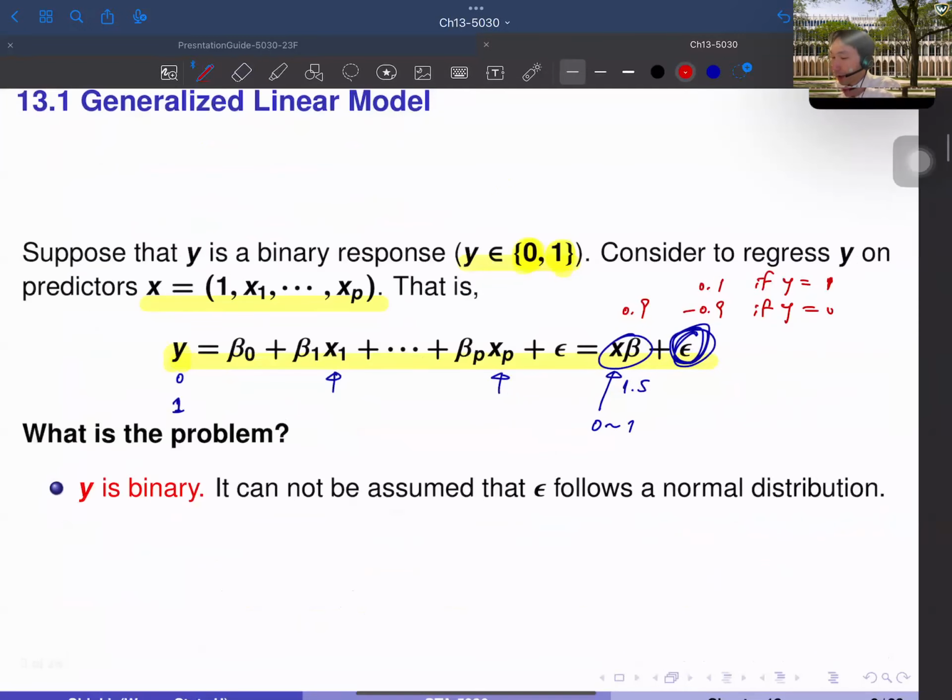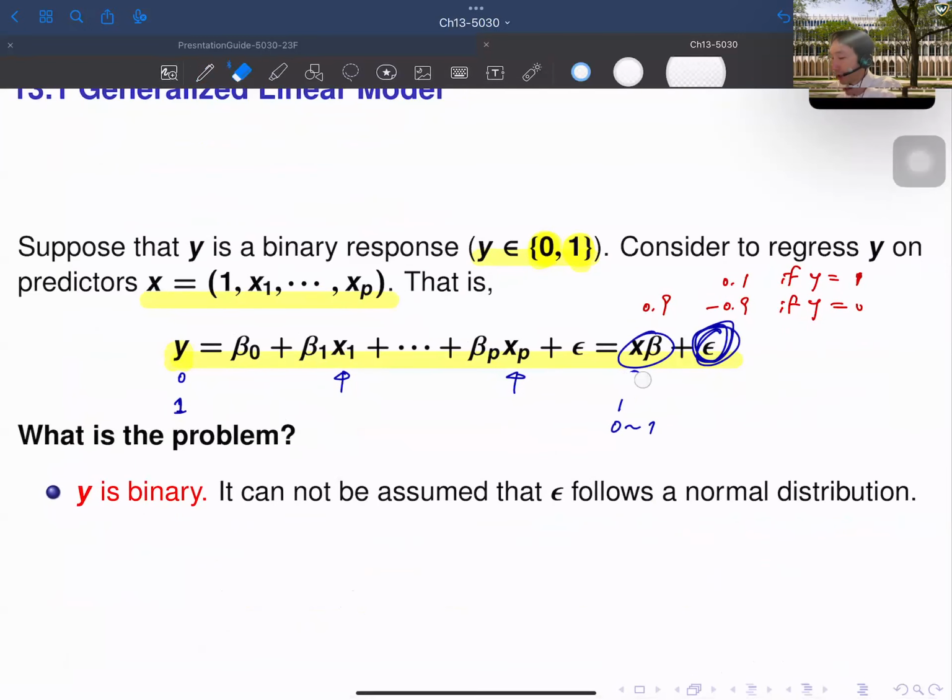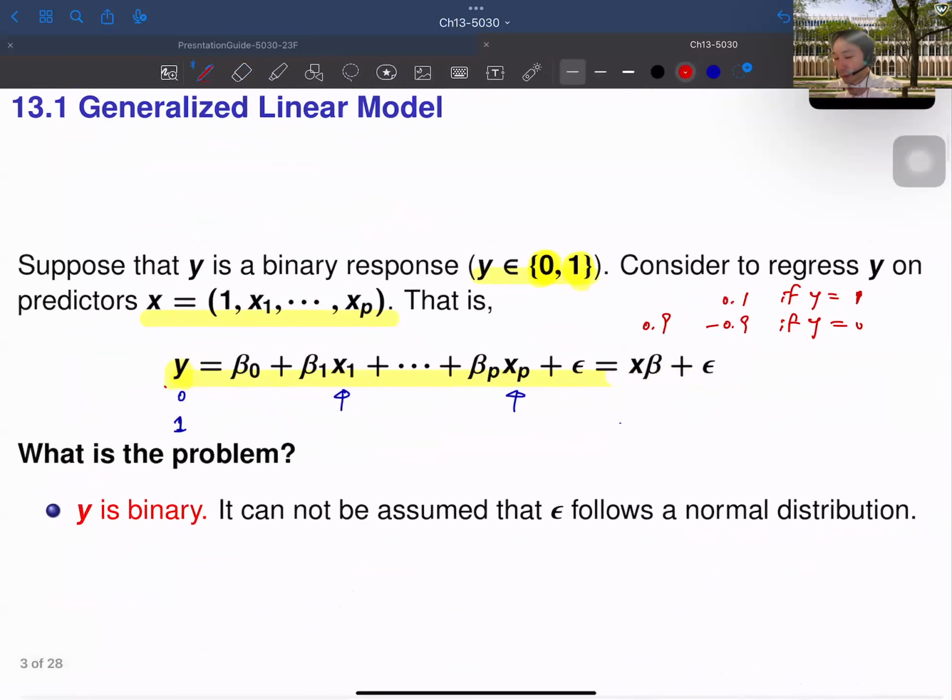Our idea is just to use the linear model to deal with this binary response. But we have 2 problems. One is that y is bounded. So y is between 0 and 1, right? And the second thing is that y is discrete. Y is either 0 or 1. It can only take 2 values. So we have to modify the linear model to accommodate this situation.